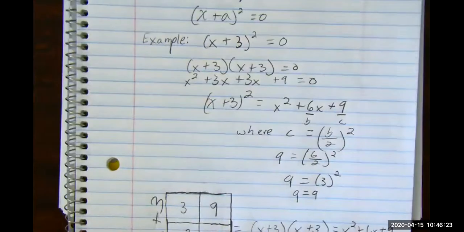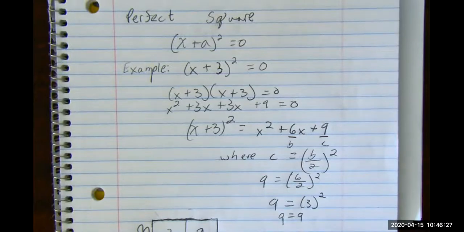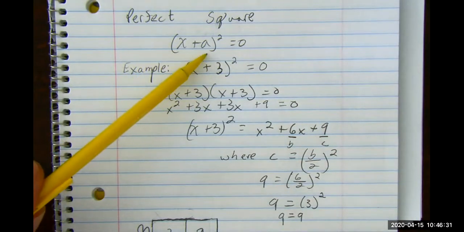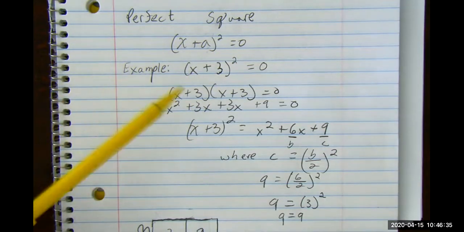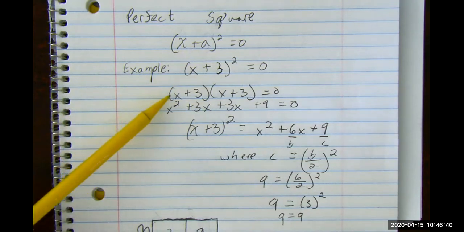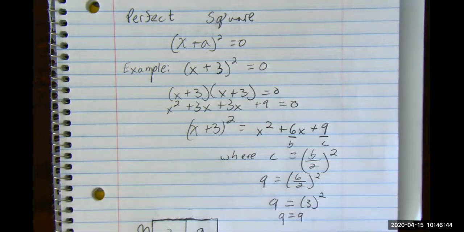Okay. Talking a bit more about completing the square in terminology. Again, you have a general perfect square, x plus some number, squared equals 0. Here's an example, x plus 3 squared equals 0. If I FOIL it out, x squared plus 3x plus 3x plus 9 equals 0. I get x squared plus 6x plus 9. So we know this equals that. Notice this is my B term, this is my C term.